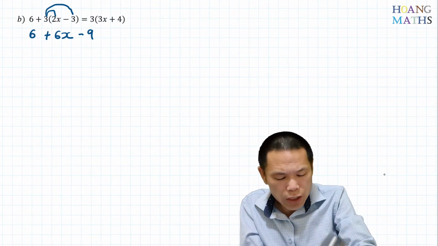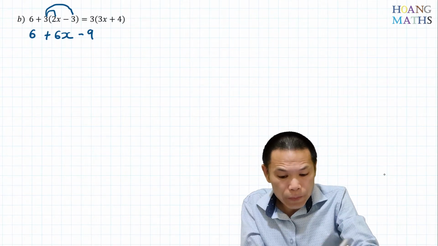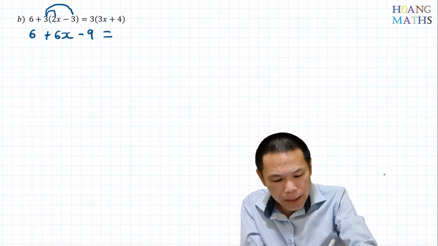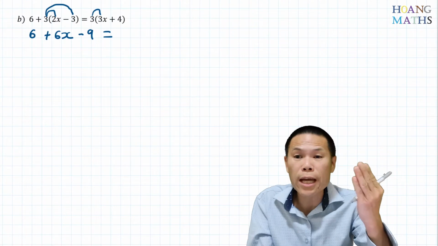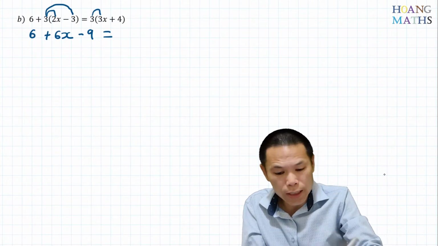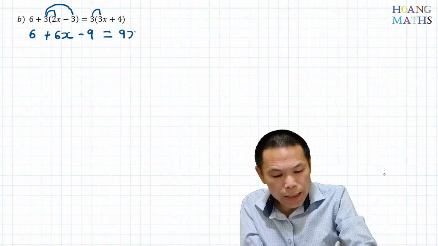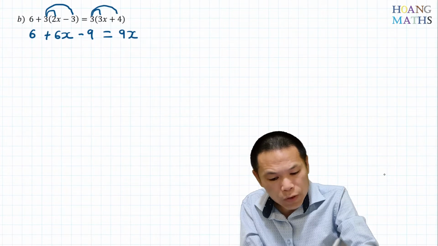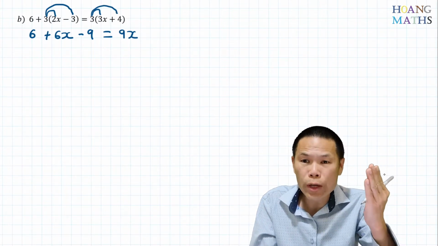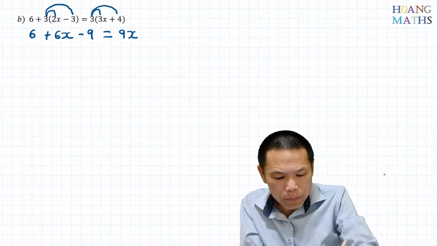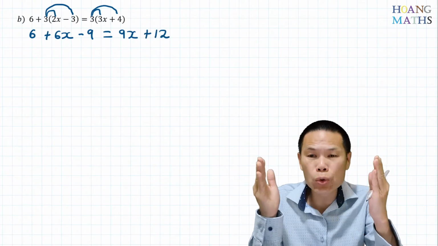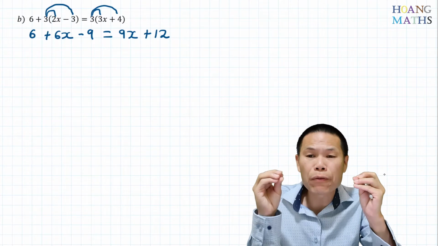Now we just write the right hand side. The right hand side is, we just go 3 times 3x. 3 times 3 is 9, so 9x. And then we go 3 times 4. 3 times 4 is 12. 12 means plus 12. Okay, there you go.